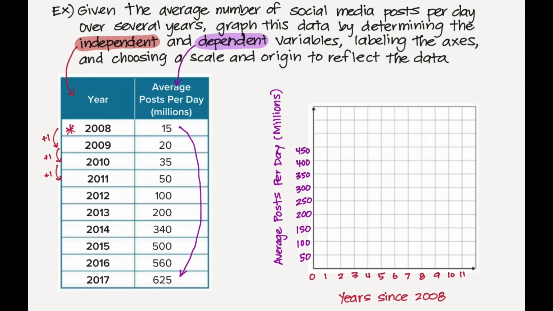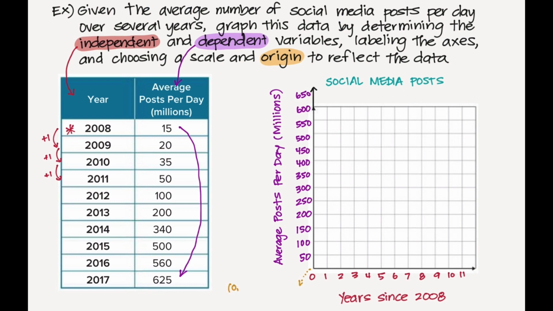So that my scale is going to go all the way from my smallest amount to my largest amount with not a whole lot extra. So I might go all the way up to 650 just so that I can fit in the 625. Okay? And so that's about it for labeling my axes, and I chose a scale that reflected the data. I can now label my graph as social media posts because it's important to have a main title at the top. And then before we graph, let's talk about the origin.